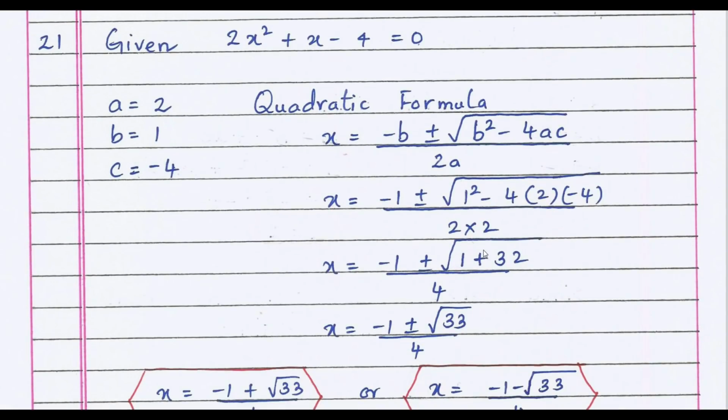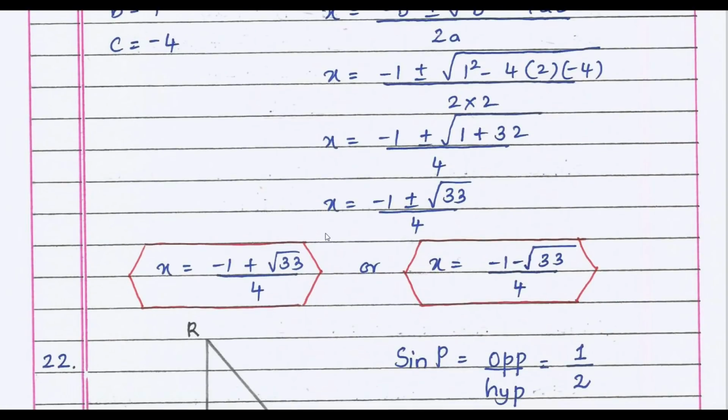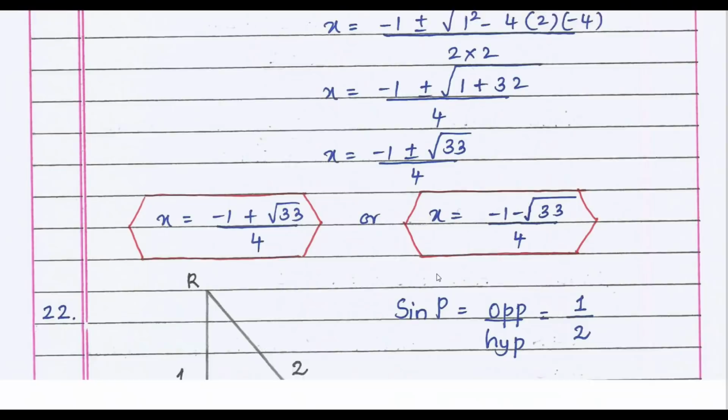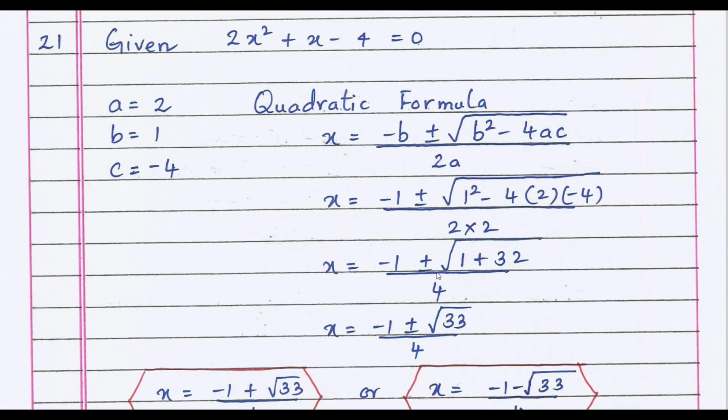Repeated question, finding the roots of the quadratic equation by formula method, that is by using the quadratic formula, x equals minus b plus or minus square root of b square minus 4ac whole divided by 2a. Substituting the coefficients a, b and c, we get x equals minus 1 plus root 33 by 4 and x equals minus 1 minus root 33 by 4. These are the roots.